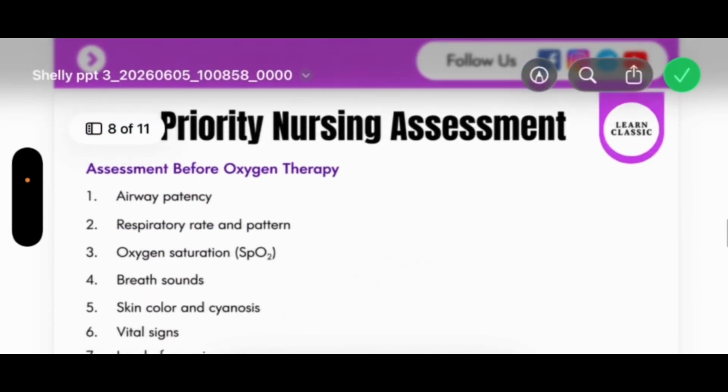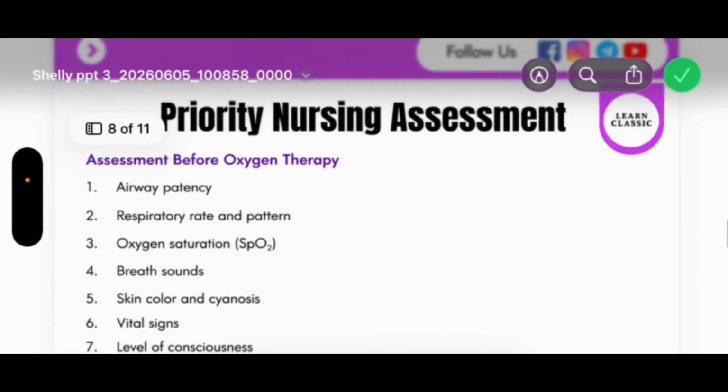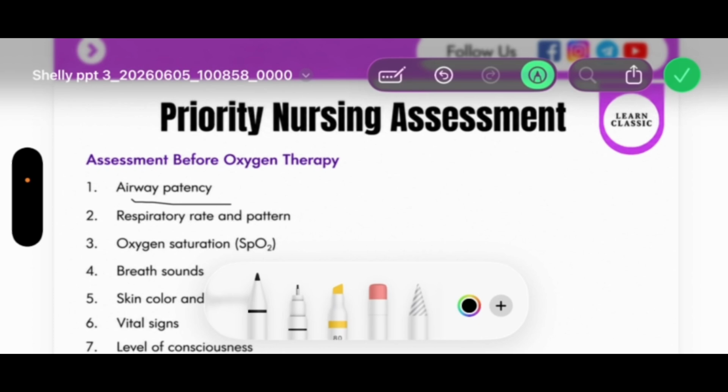Now next, priority nursing assessment. For assessment before oxygen therapy, we need to see the airway patency. The patency has to be checked, otherwise the delivery of the oxygen, or the goal for which we are delivering it, will not be satisfied. Next is respiratory rate and pattern. We have to assess it before administering. According to that, we will give the type of mask required.